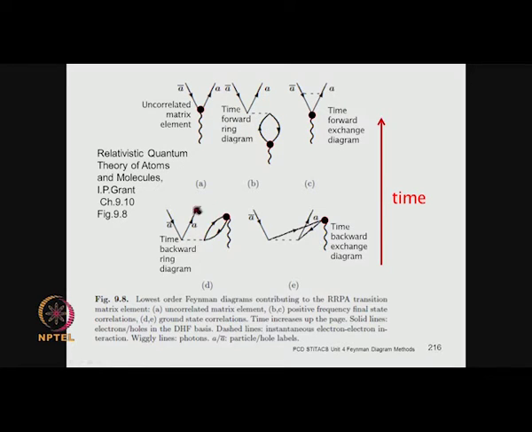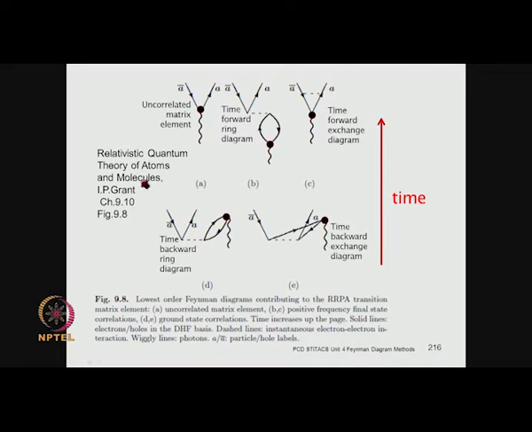compare this diagram with this one over here. Here you have the interaction taking place over here, but now you have another ring which, with reference to this time, is at a later time, because time goes from the bottom to the top. So, these are the ring diagrams which correspond to the time forward diagrams. So, what the RPA does is to take into account the ring diagrams which are both time backward as well as time forward, and these diagrams are from Grant's book Relativistic Quantum Theory of Atoms.